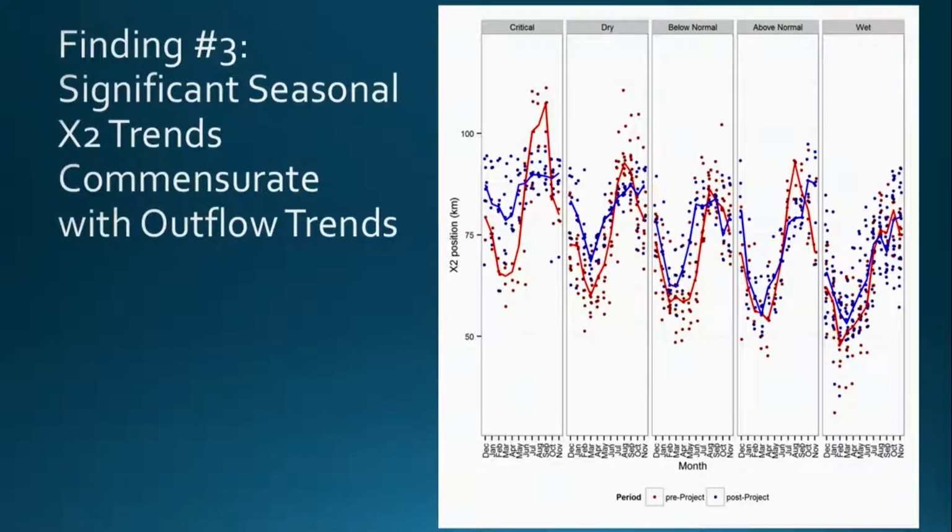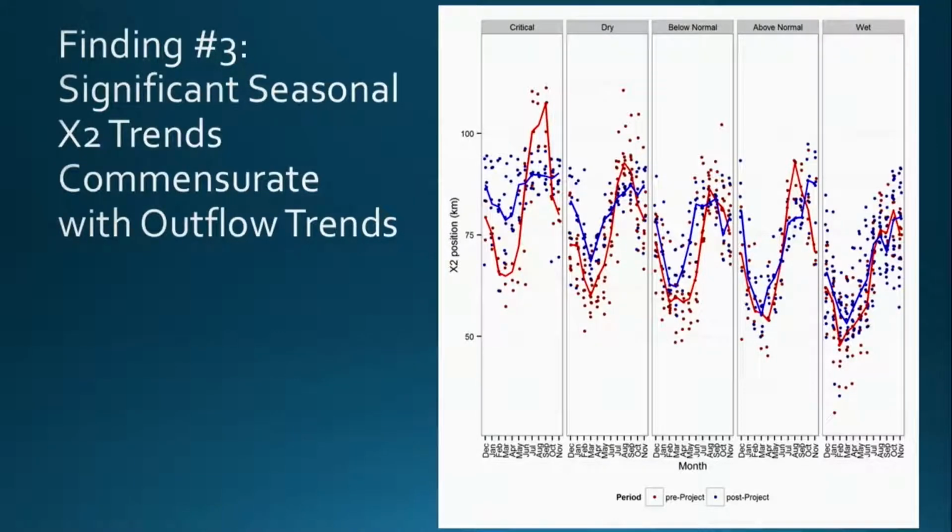So the interesting thing, if you look at the critical year, the red line and the red dots indicate the early part of the record. The blue lines, blue dots are the latter part of the record. So I think the interesting thing to look at over here is the more recent period of record, the seasonal variability has been dampened through project operations.